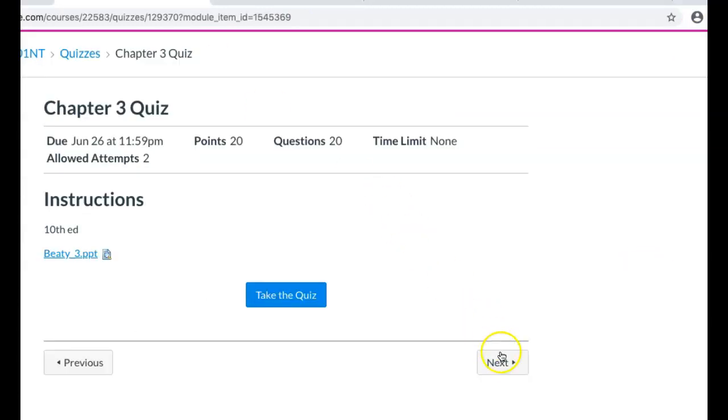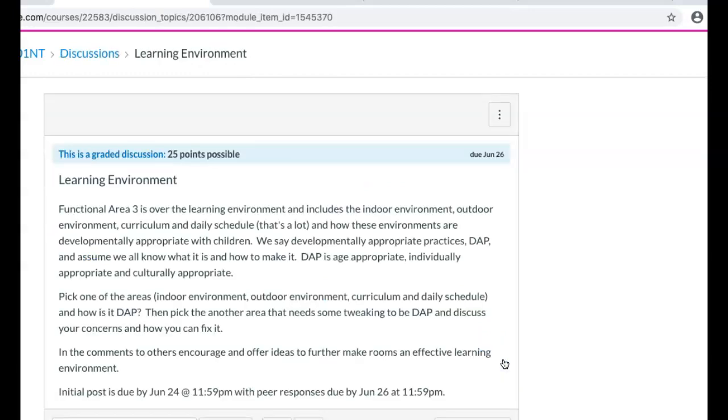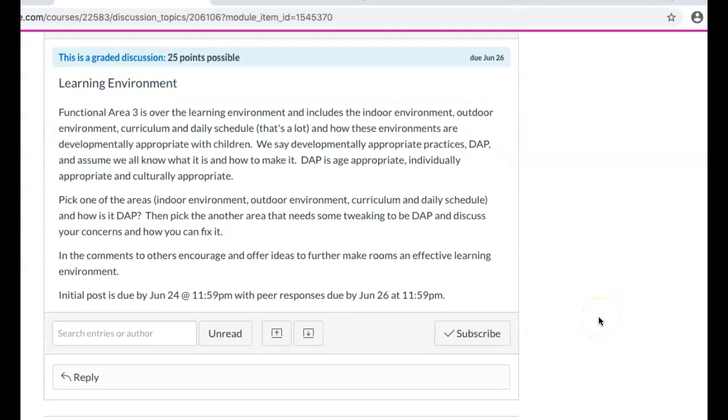So here's a Chapter 3 quiz, 2 attempts. Then we're going to have a discussion on the learning environment. And so this is going to really dive into NAEYC's developmentally appropriate practices. Is it age appropriate, individually appropriate, and culturally appropriate?